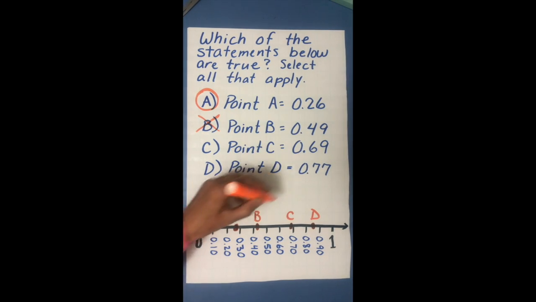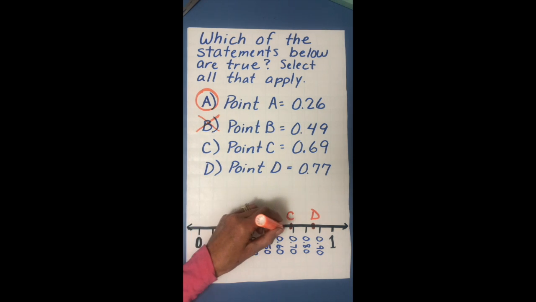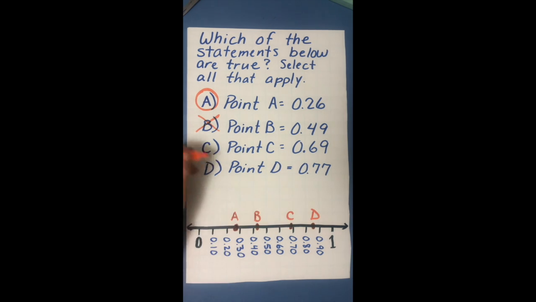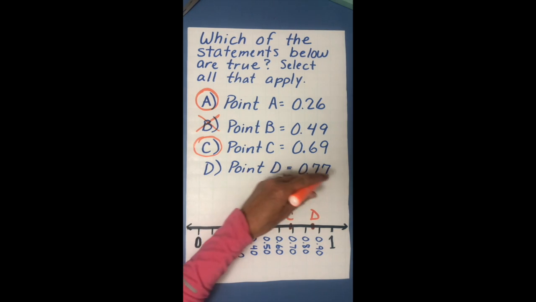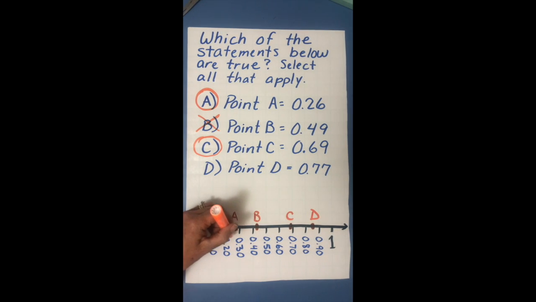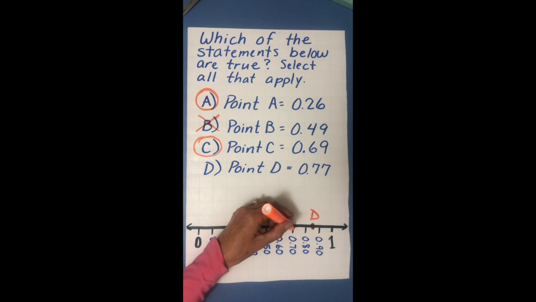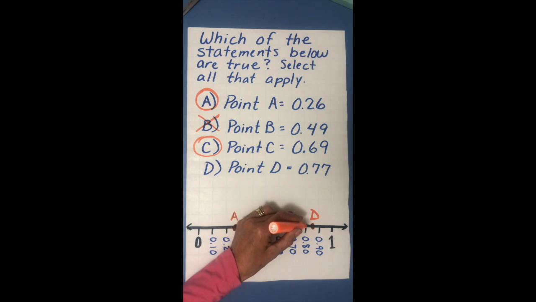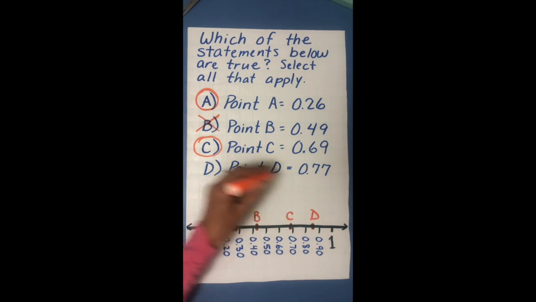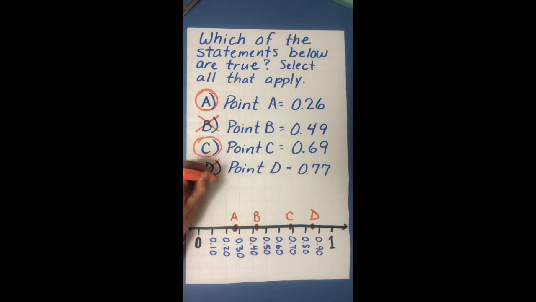Point C is at 69 hundredths. So let's see. 10, 20, 30, 40, 50, 60, 70. 70 hundredths is here. That looks very close. So I'm going to say that's correct. And point D is at 77 hundredths. So 10, 20, 30, 40, 50, 60, 70 hundredths, 80 hundredths. Wait, it looks like it's more at like 85. So this is definitely incorrect.